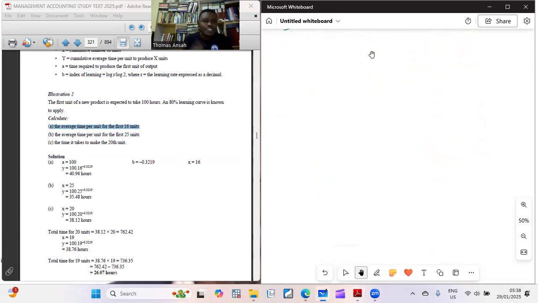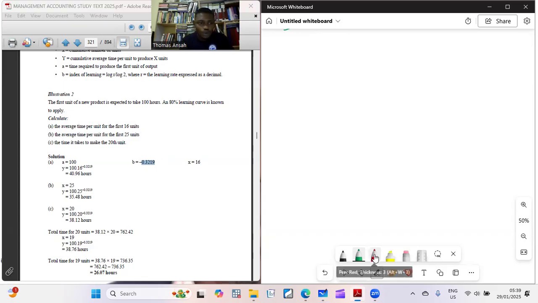Then we will do the average time for 25 units. But look at this: it says the time it takes to make the 20th unit. So it is not asking for the average time to make 20 units, but the 20th unit, and we will learn how to do that. As for these two, I think it's easy. We've already done the log thing, and it gave us this figure. So there is really no need to stress.